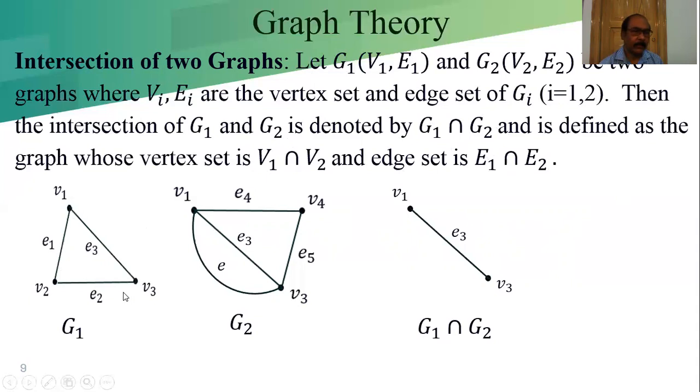This is the G1 graph. The vertices are V1, V2, V3 and the edges are E1, E2, E3. Another graph is G2. The vertices are V1, V3, V4 and the edges are E3, E4, E5. The only common vertices are V1 and V3 and the common edge is E3. That means V1 E3 V3 is the common part. So the intersection of these is this. The intersection of two graphs is now clear to us.